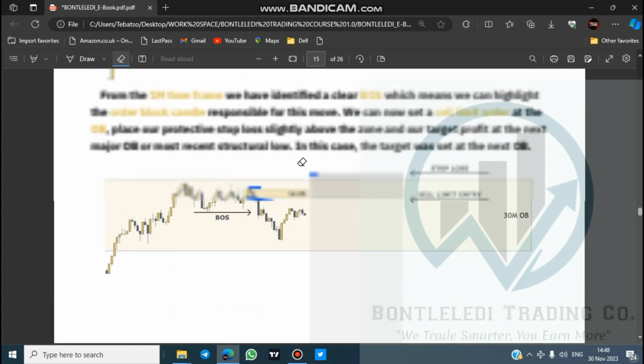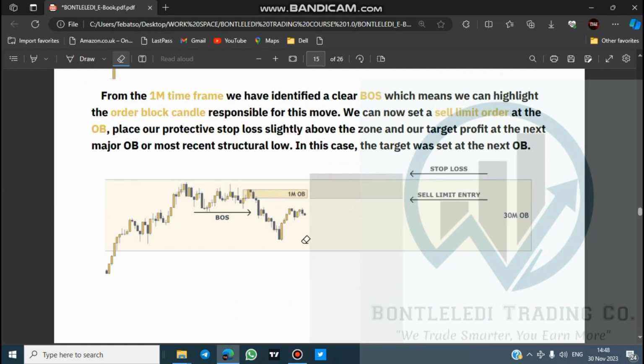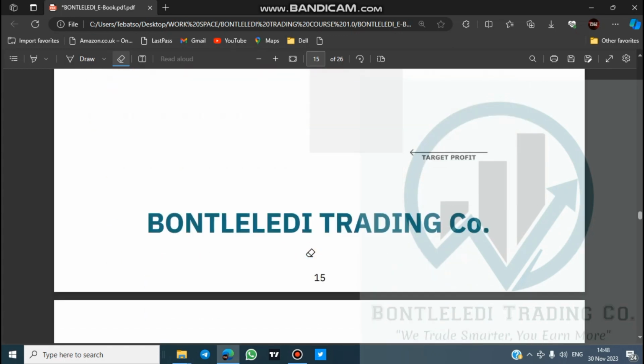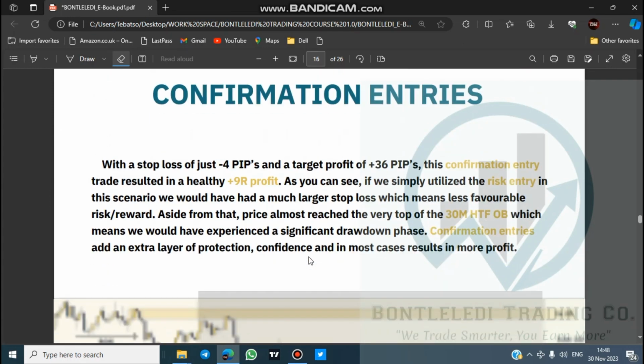Your target profit is what? Your next order block. Remember, you trade from zone to zone. So confirmation entry, what's going to happen next? With the stop loss of just minus 4 pips and the target of, look at this, plus 36 pips. This confirmation entry trade resulted in a healthy risk reward of what? 1:9 profit take home.